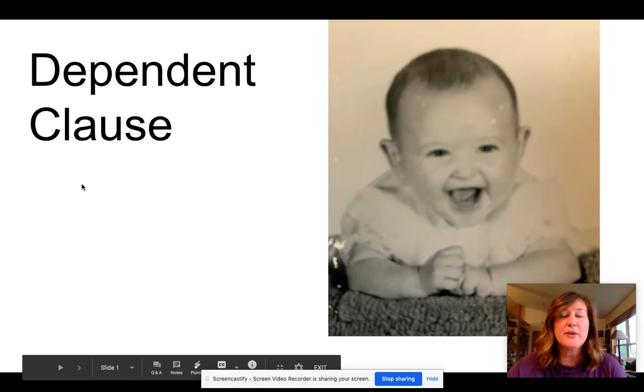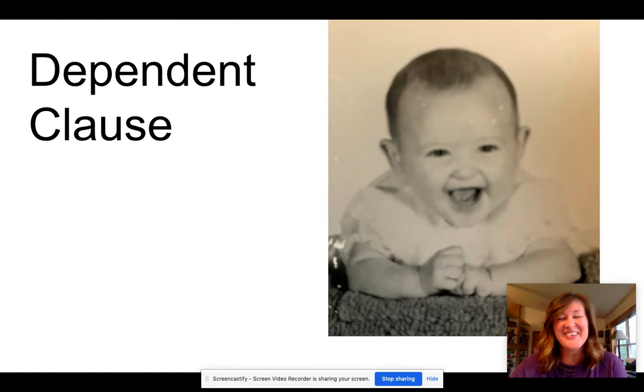So let's start. Okay, I started off as a dependent clause. So I depended on my parents. I was dependent on them. I was a human, I was this person, but I was dependent on them. I needed someone else to keep me alive.